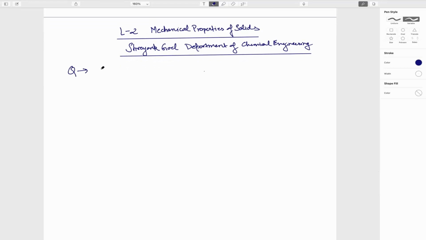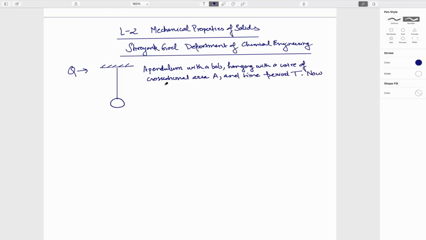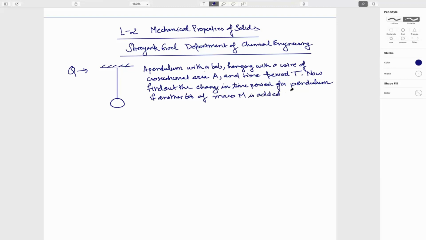So the first question is: there is a pendulum with a bob hanging with a wire of cross-sectional area A and time period T. Now find out the change in time period of a pendulum if another bob of mass m is added to the previous one.